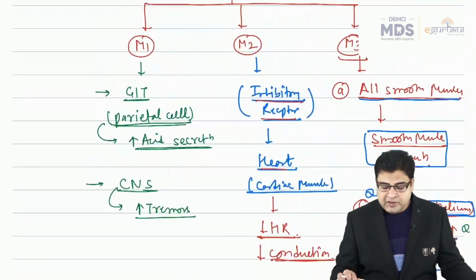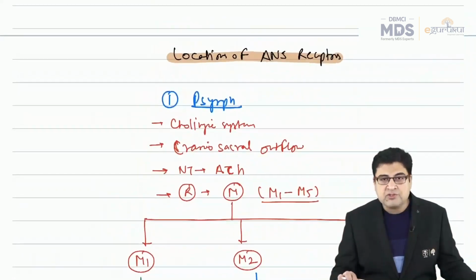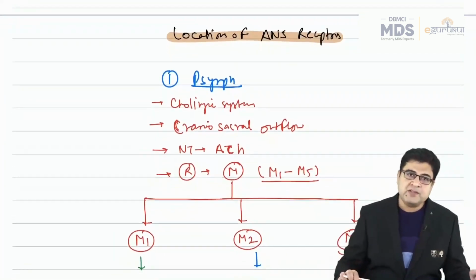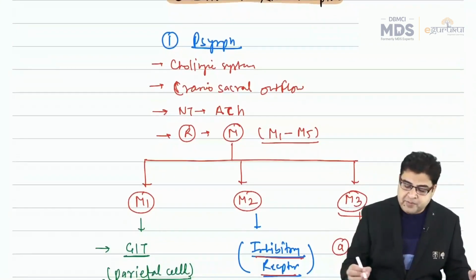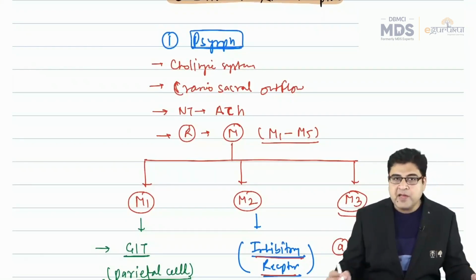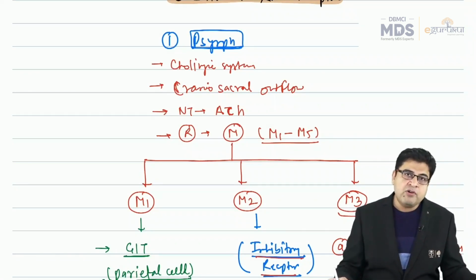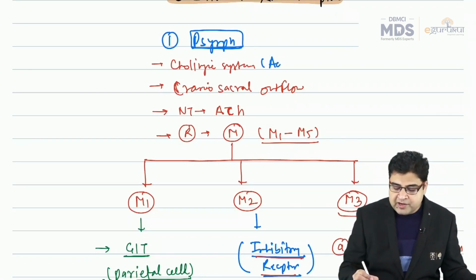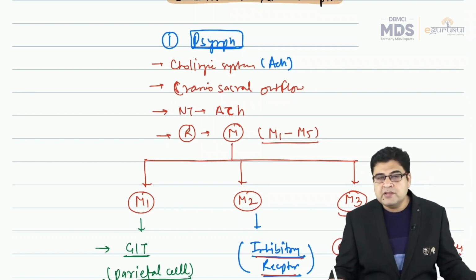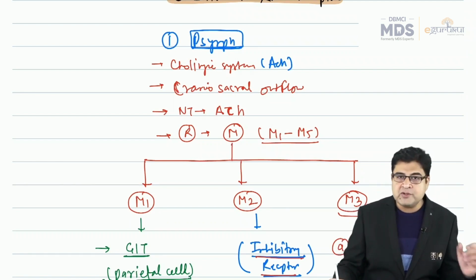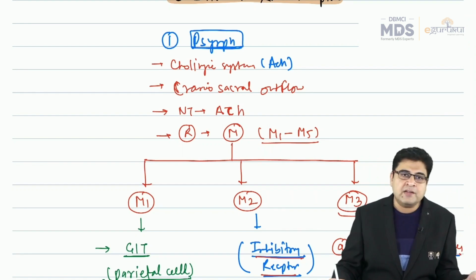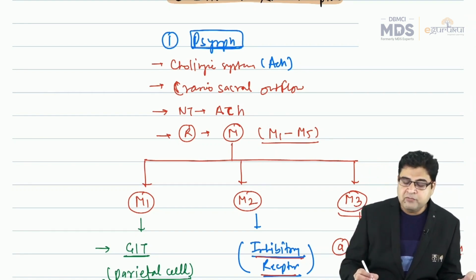So what we have discussed so far, we are discussing the locations of the autonomic nervous system receptors. We have started with the first system, that is the parasympathetic system, which is also known as cholinergic system. Why do we call it cholinergic system? Because here the neurotransmitter is acetylcholine. This is also known as craniosacral outflow because the nerves are mainly the cranial and the sacral nerves. Now acetylcholine will act on a receptor.